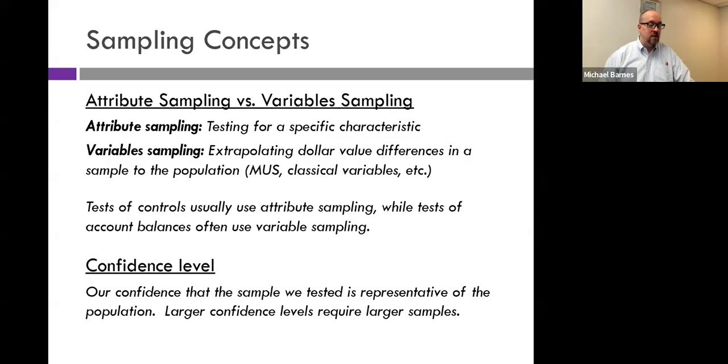So let's go ahead and talk about some common concepts, and then we're going to talk about some very specific concepts that are relevant to each of these types of sampling. The first thing we're going to talk about is confidence level. Confidence level is our confidence that the sample we've tested is representative of the population. Larger confidence levels require larger samples. We're generally going to be operating on two levels in this course: a confidence level of 90% and a confidence level of 95%. And we have tables that represent that.